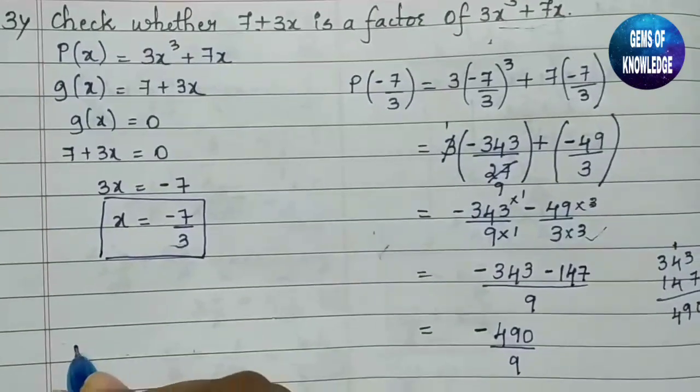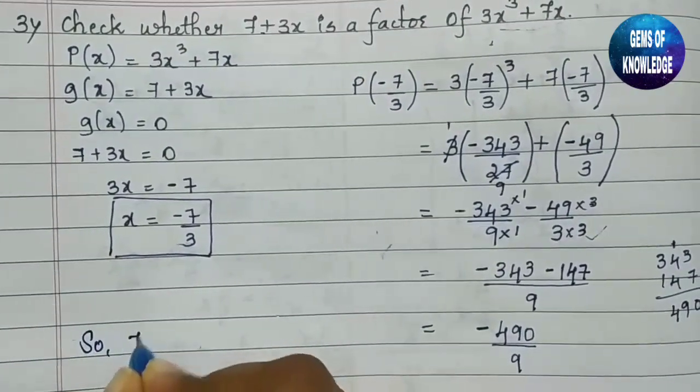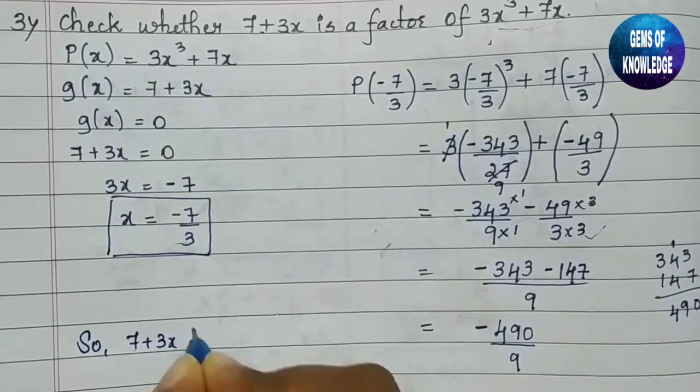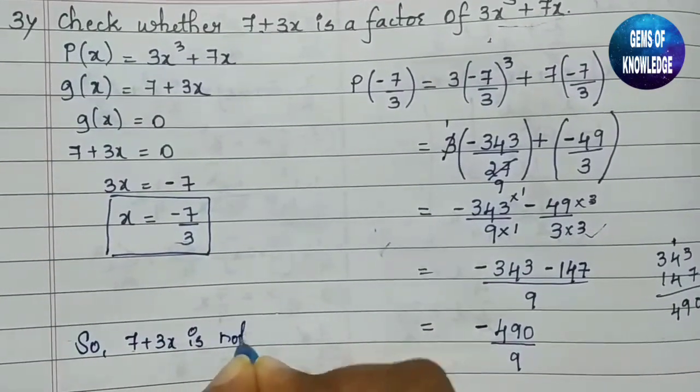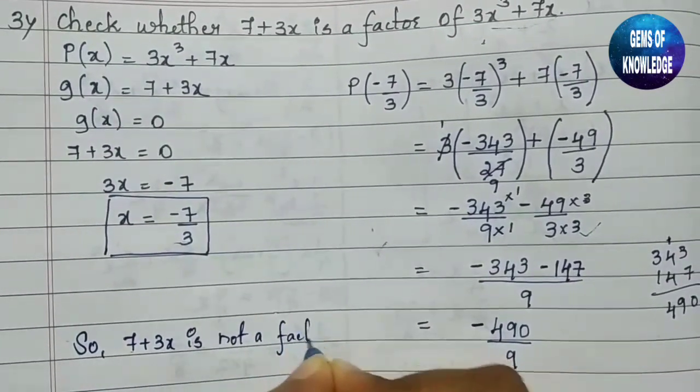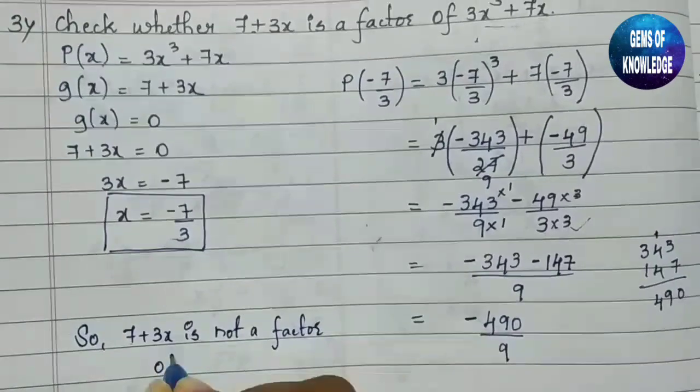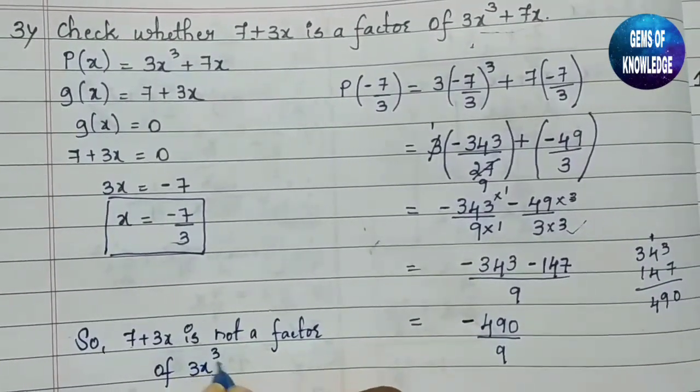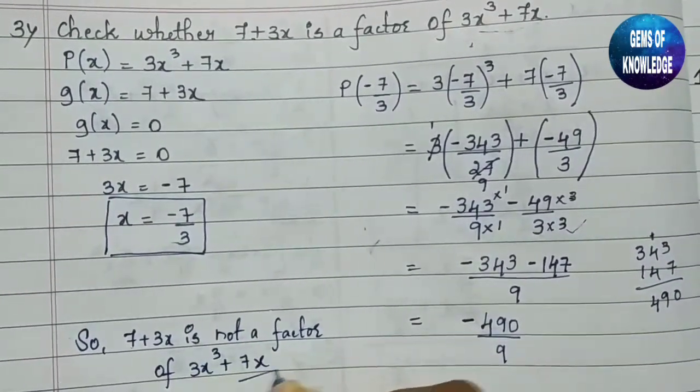So directly we can write, 7 plus 3x is not a factor of 3x cube plus 7x.